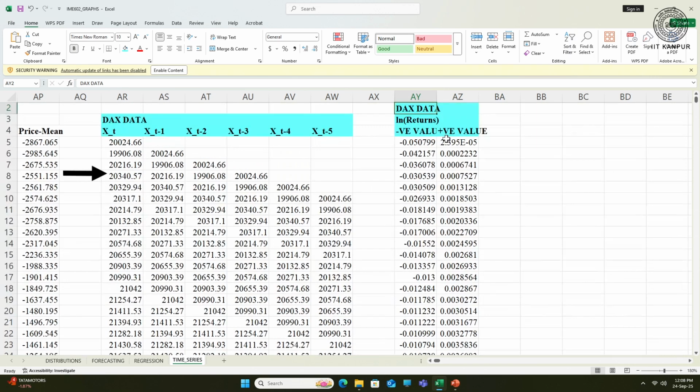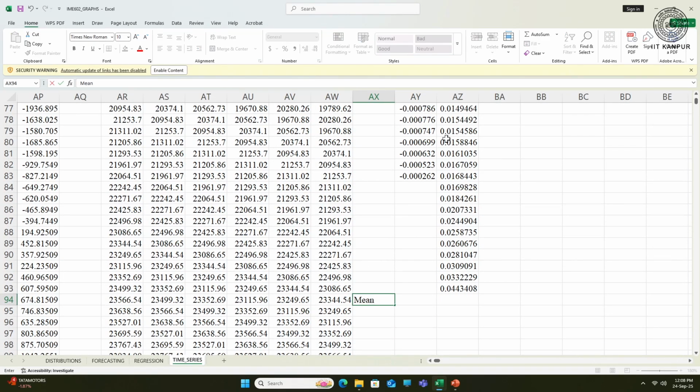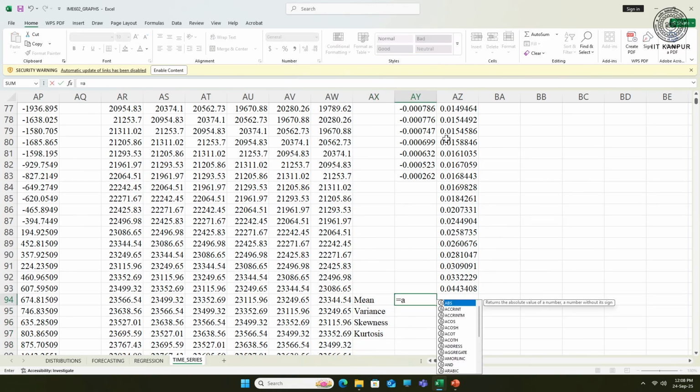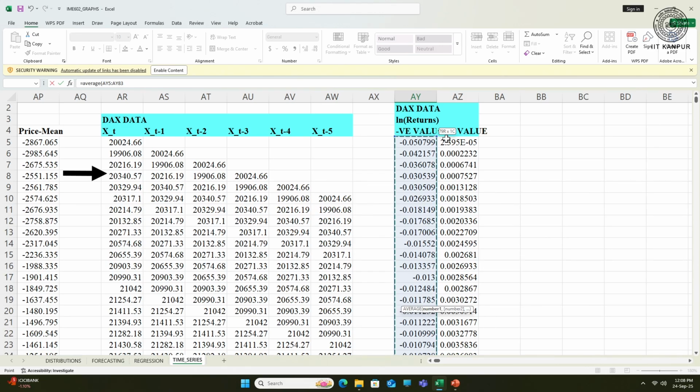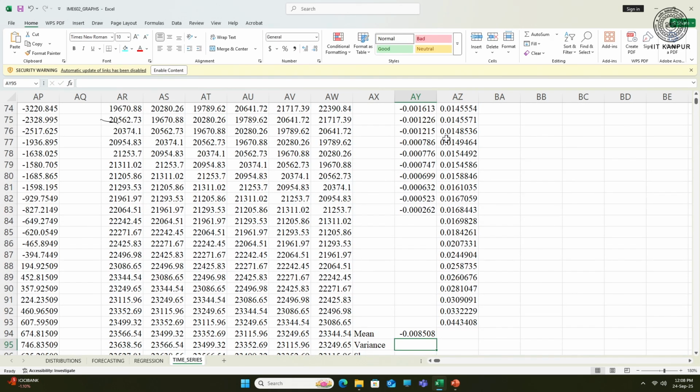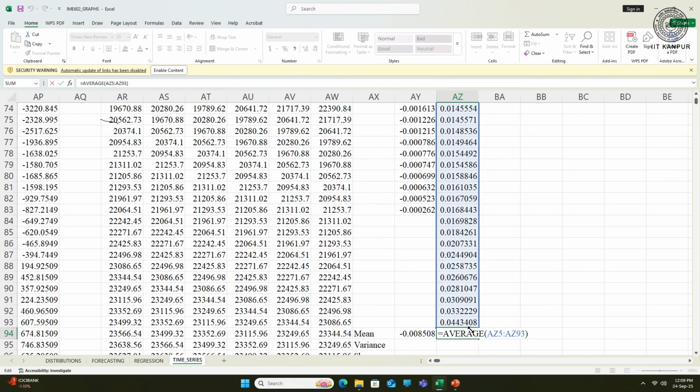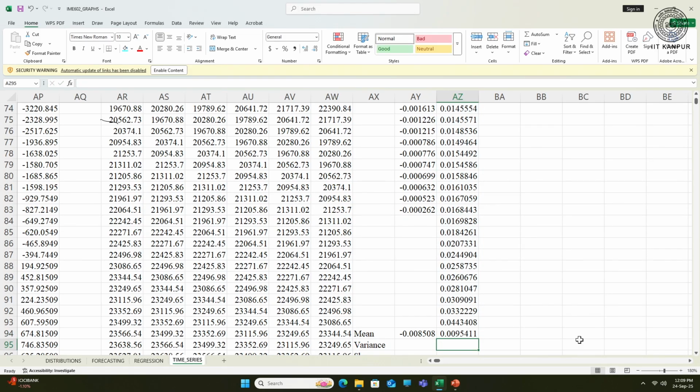Now, I need to find out the mean, variance, skewness, kurtosis. Mean value. Mean value is negative 0.08508. So, the average value for the whole data set, positive and negative, was coming out to be almost 0, about 0.000 values. So, if I consider the positive average value, it is plus 0.0094.